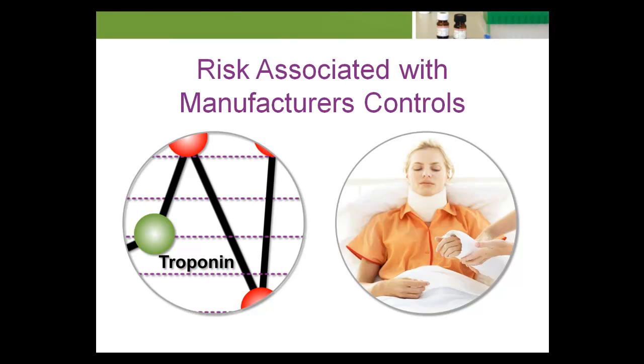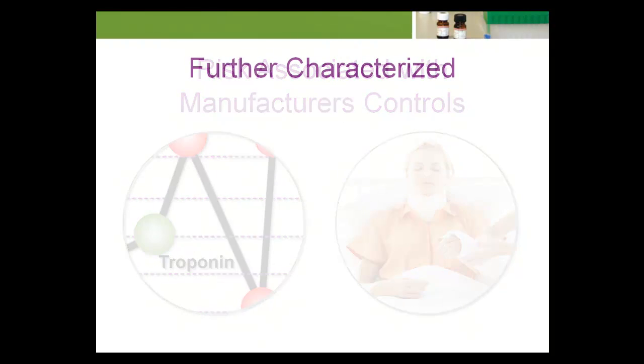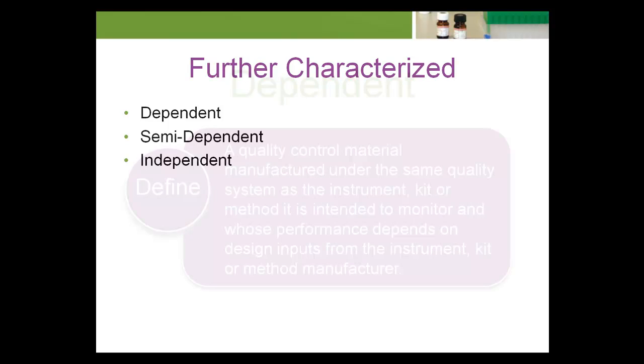But in the meantime, labs using only the manufacturer's controls reported troponin values that were not reliable, putting patients at risk. Risk associated with using only manufacturer-supplied control materials is now globally recognized and discussed by national organizations and regulators. Control materials from the two sources just identified are further characterized into three types: dependent, semi-dependent, and independent third-party controls. Each has a risk profile.